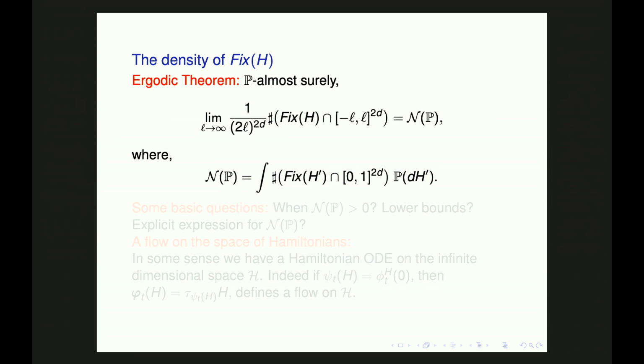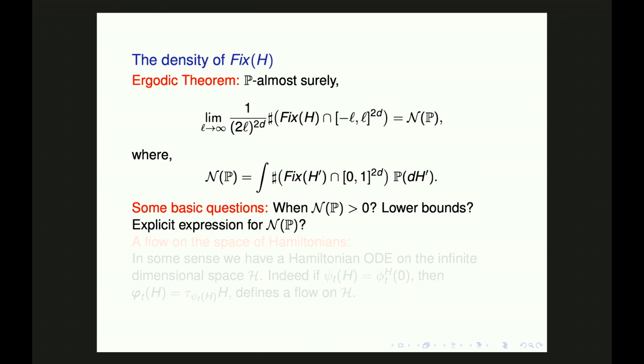H identically 0. Well, this is a trivial example. Everybody is fixed. Yes. So the right-hand side could be infinite. I'm not ruling that out. Yes, that's for sure. So then the natural question is under what condition this number is positive. If it's 0, you're basically saying that I don't have a periodic orbit.